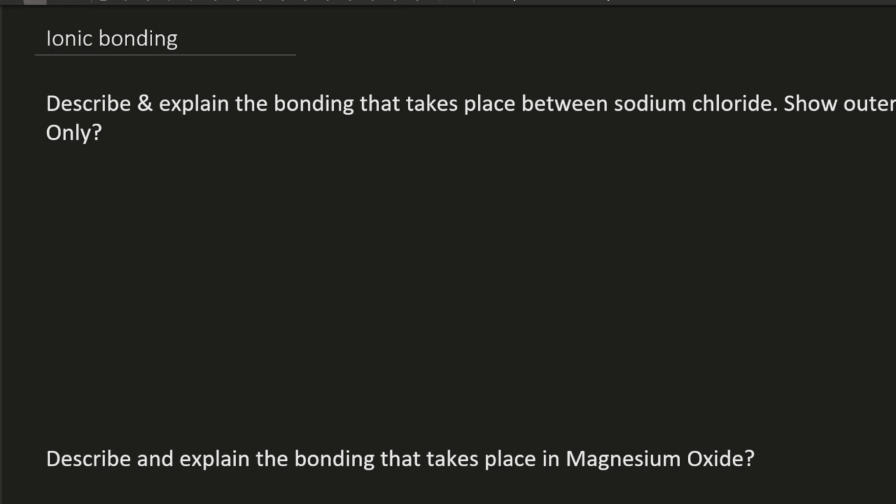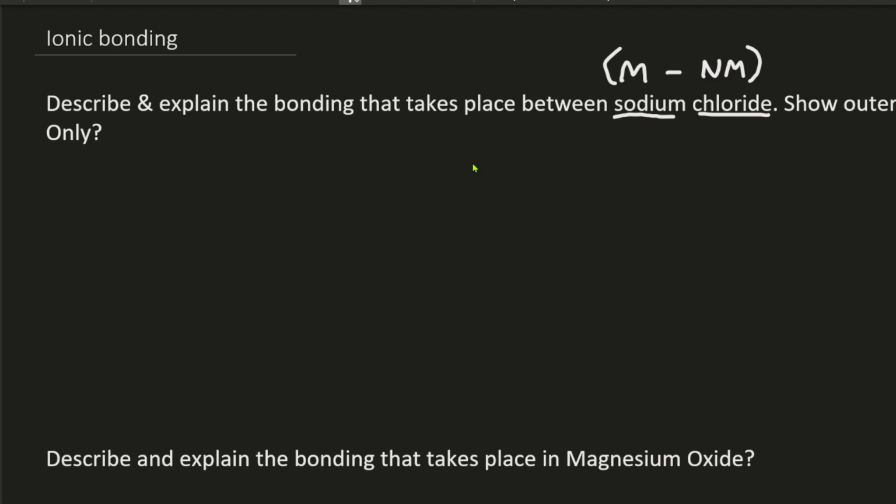Okay, so this is an examiner's favorite. Draw and explain the bonding that takes place between sodium chloride. Now, the first thing we need to be thinking about is this is sodium and chloride. Sodium is a metal. Chloride is the compound that is produced, and it is also a non-metal. So in this case, we know that this is a metal reacting with a non-metal, and so straight away, we should be thinking ionic bonding.